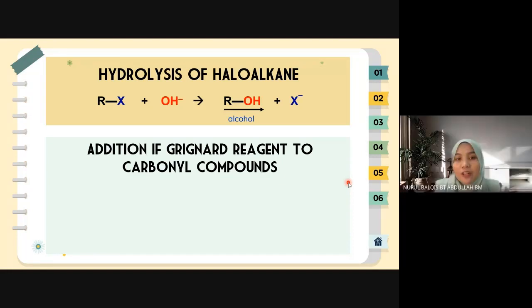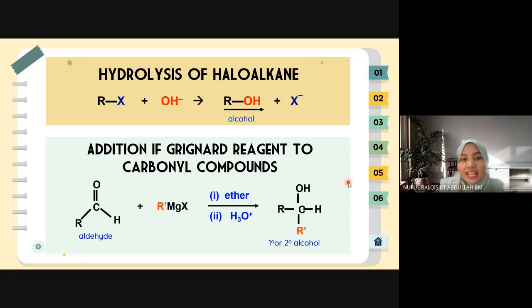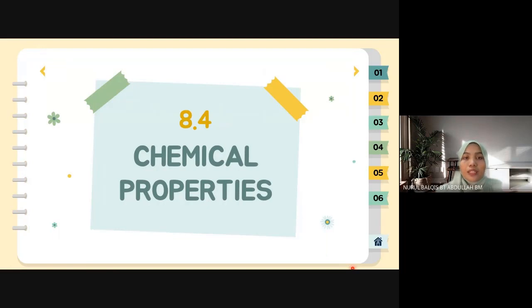Cannot. Because secondary alcohol needs 2 alkyl groups. So one comes from the Grignard, and the other must come from the aldehyde. So to form secondary alcohol, the aldehyde used must start from 2 carbons, that is ethanal. Basically, if you react with aldehyde you get primary or secondary. If you react with ketone, you will get tertiary. Right.